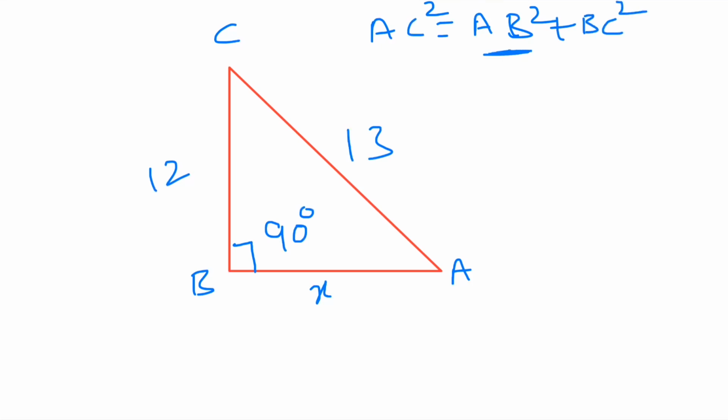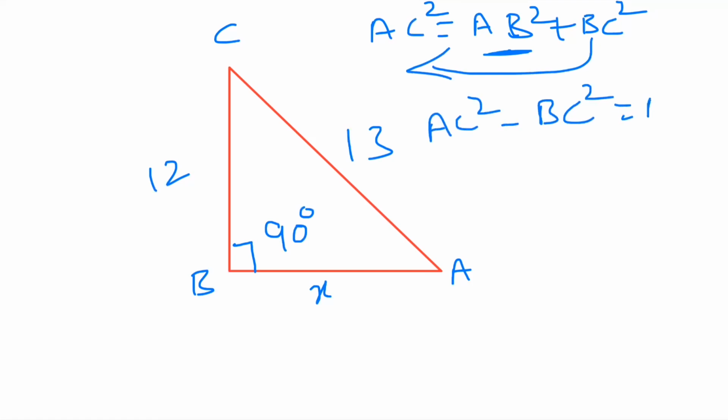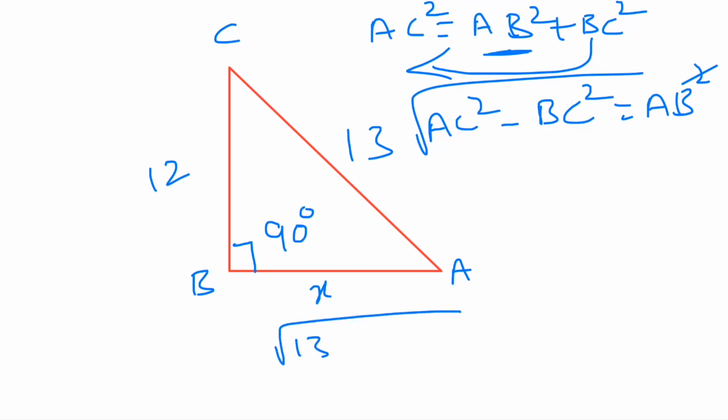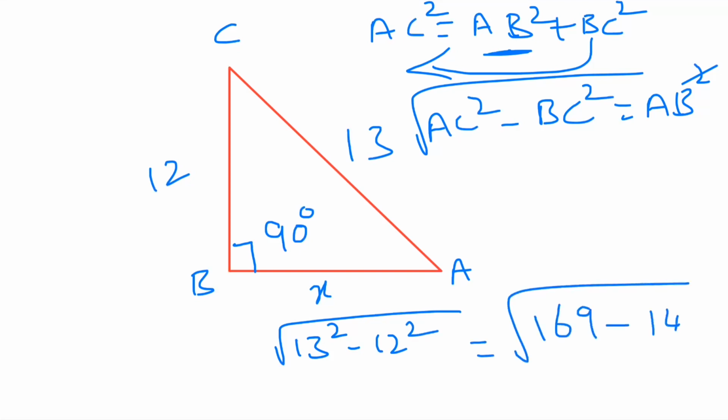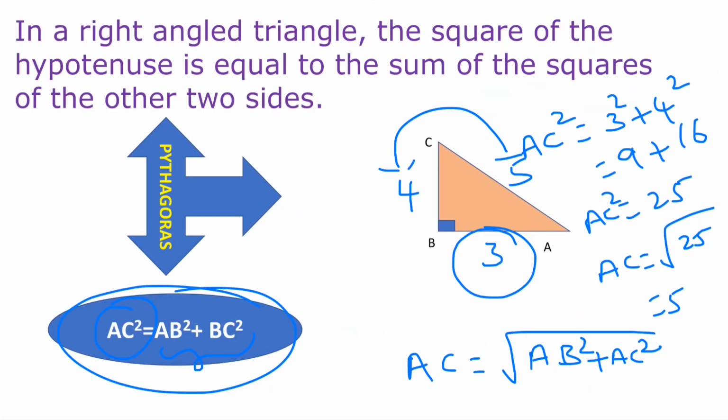Now we need to find AB square. So transpose this BC square to that side. So AC square minus BC square is AB square, and AB is the square root of AC square minus BC square. So X will be the square root of 13 square minus 12 square. 13 square is 169 minus 12 square is 144, which is the square root of 25, that is 5. So X is 5. So in here 3, 4 and 5.